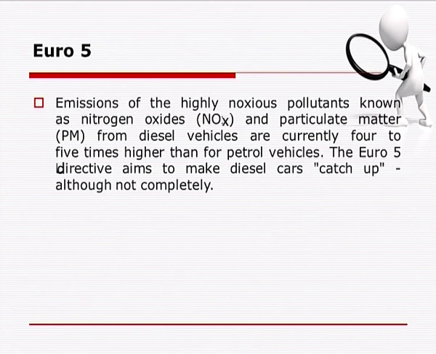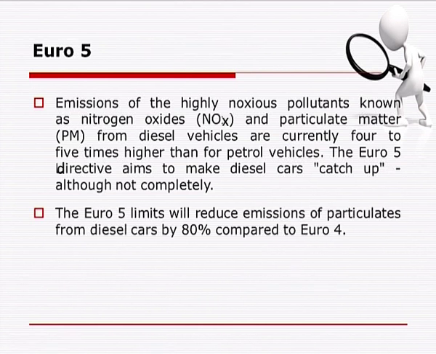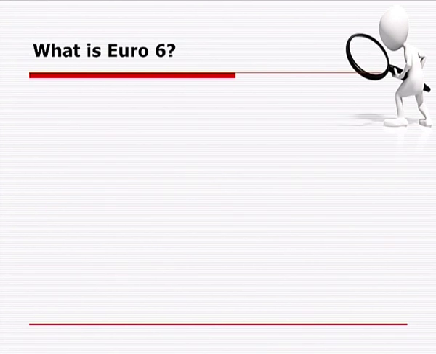The Euro 5 directly aims to make diesel cars catch up, although not completely. The Euro 5 limits will reduce emissions of particulates from diesel cars by 80% compared to Euro 4. They were just reducing the emission of the particulate matters. Now, what is Euro 6?